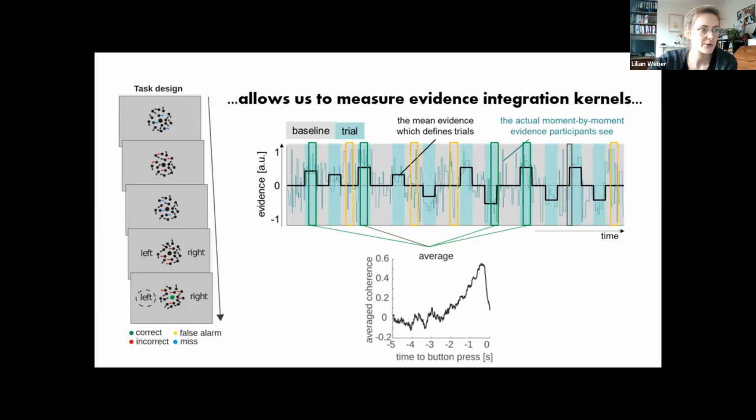And maybe more interestingly, we can also do that with false alarms, so responses during baseline periods, where there wasn't actually any change in the mean signal that participants saw, but we can still do the same, use their responses to get this estimate of their integration kernel.